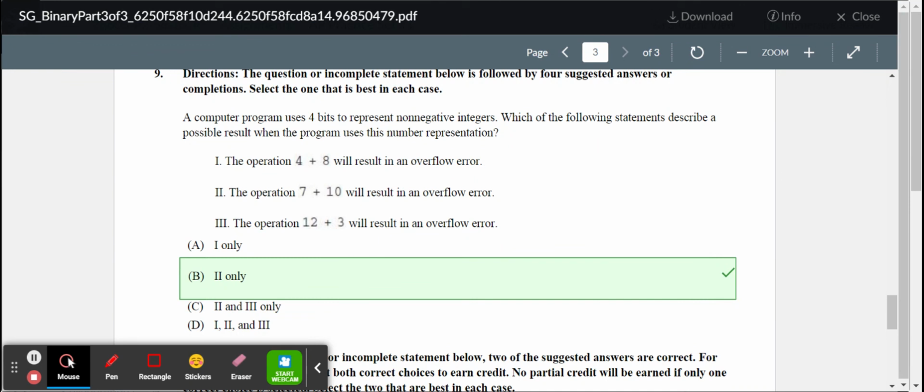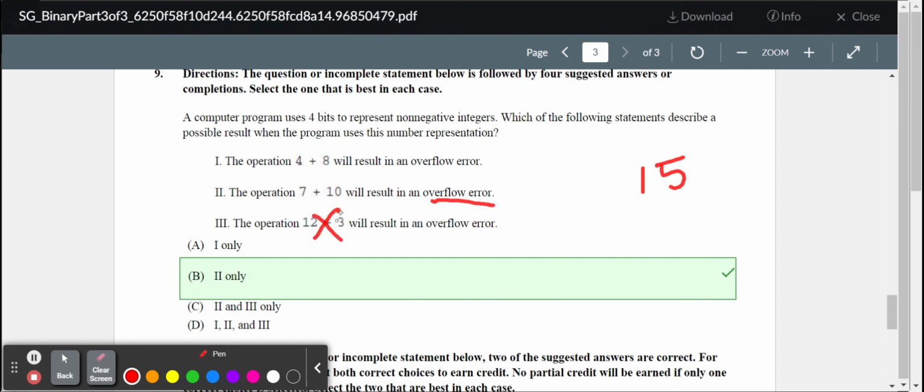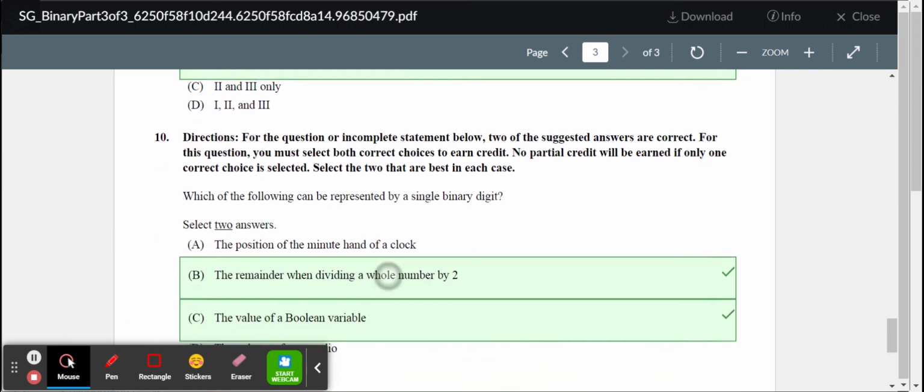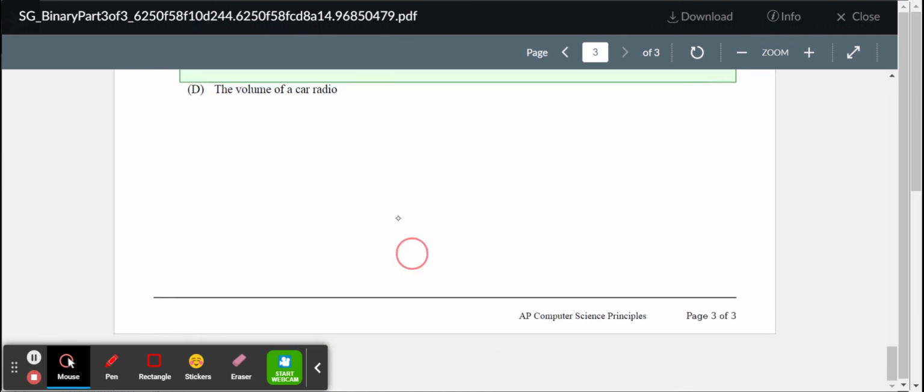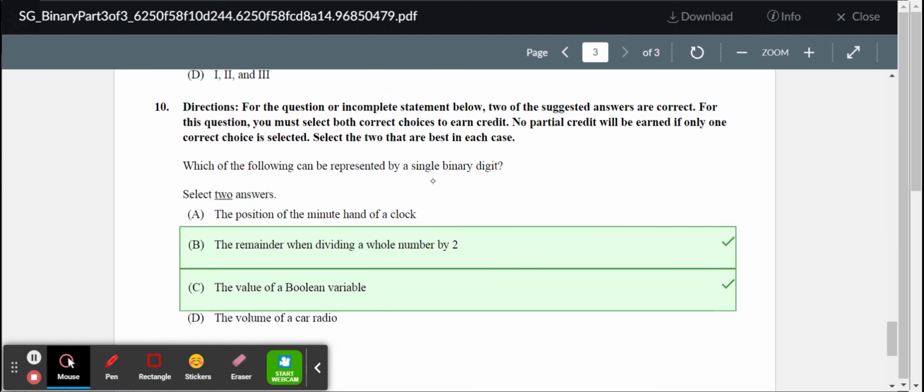So 4 bits to represent non-negative integers. Which of the following statements describes a possible result when using this program? Again, since 4 bits can only represent 15 at the highest, this is the only one that will have an overflow. It can represent 15, so that would work, and that can work. So it wouldn't be an overflow. Just 2. That'd be the only one. It's the only one that's over 15. I hope when you watch this video, you're like, oh my gosh, this is so dumb. I can't believe I missed these.